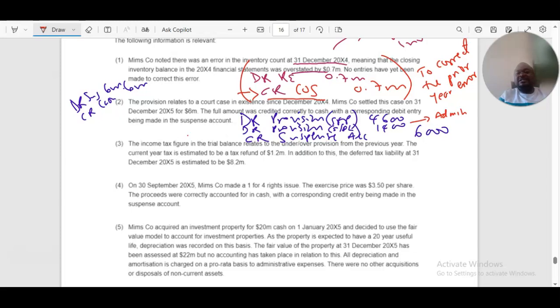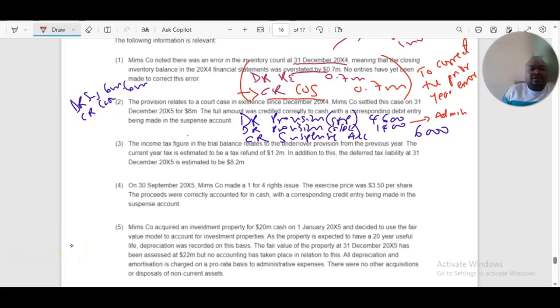Note 3, the income tax figure in the trial balance relates to the under or over provision from the previous year. Like I said, if it is in the debit column, it shows that there was an under provision. If it is in the credit, then there was an over provision. So that is the idea, ladies and gentlemen.